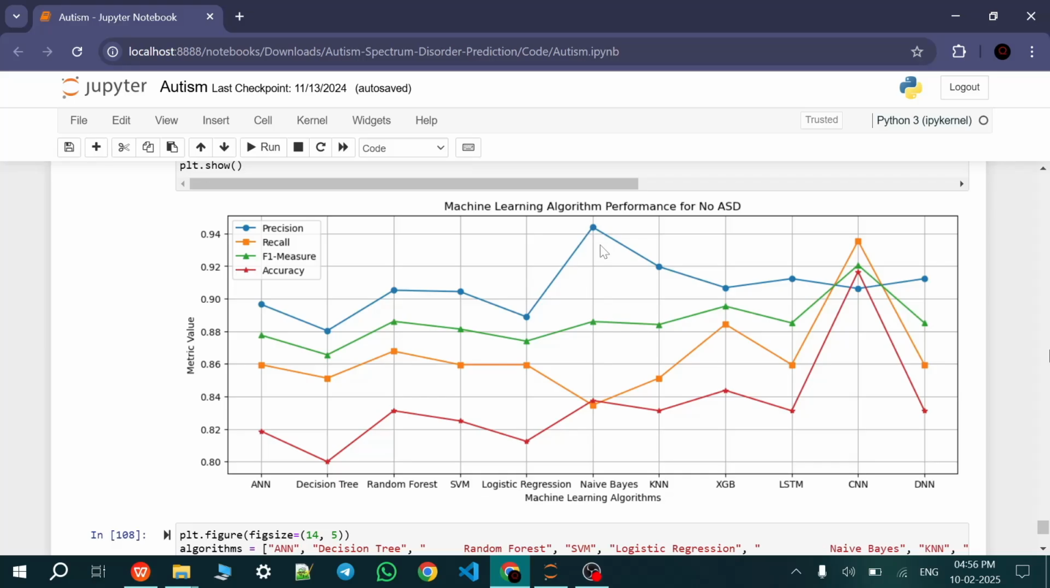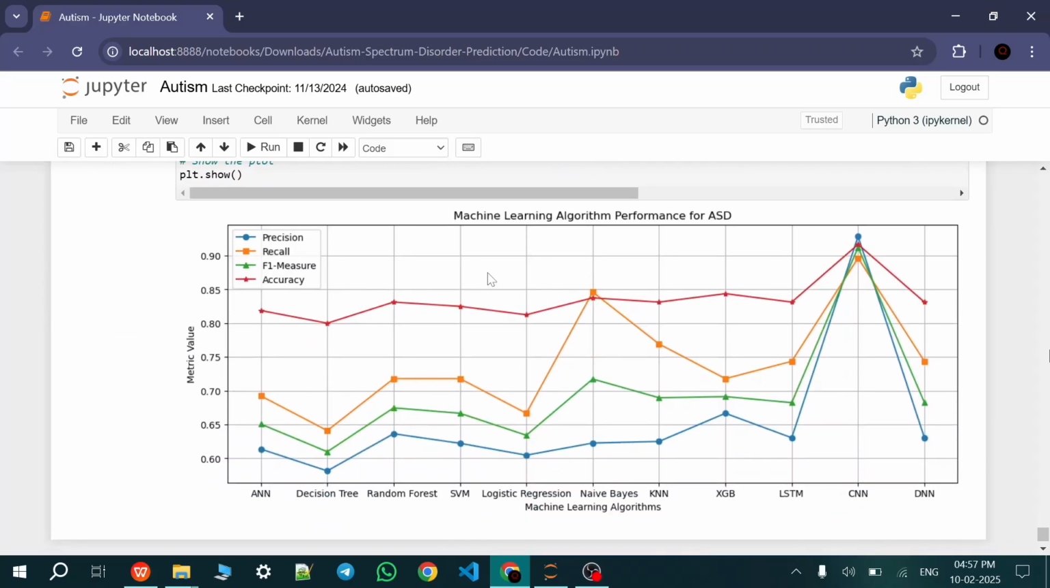What is that? This is another measurement of precision. This is another graph or line telling the measurement of precision. So you cannot compare the red line with the blue line. All of these lines are independent. If you compare ANN with decision tree, the red line tells the accuracy, so you will have to compare here and here.